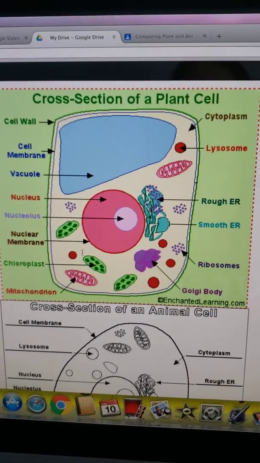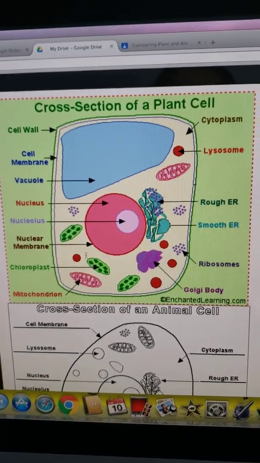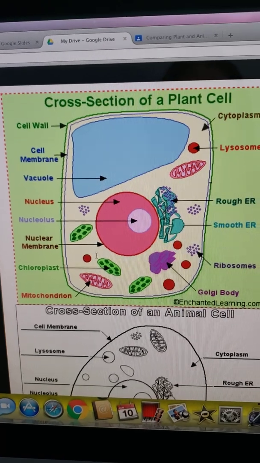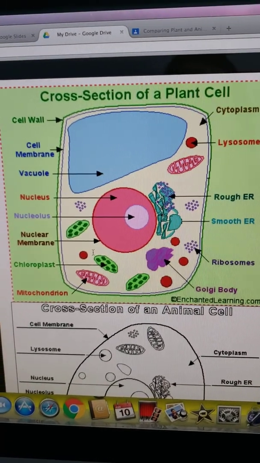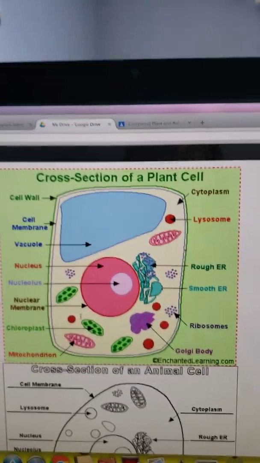Okay, which make food for the cell using energy from the sunlight. If we were in class, you would get a blank piece of paper and you'd be drawing these. I'd be yelling them out. Draw the cell wall, draw the cell membrane. We did it last year. It was kind of a fun activity to do.